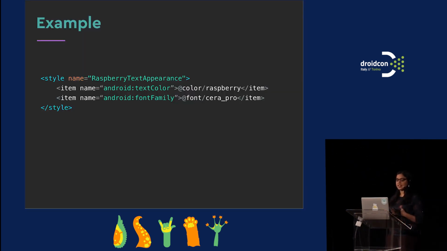So let's take a look at an example of a text appearance. Again, it's a good old style, but it has attributes styling text at the character level, like Android text color and Android font family.